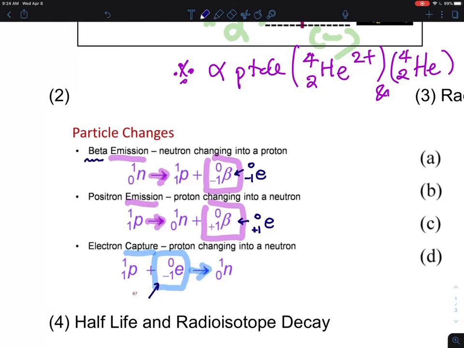Electron capture is the one where the nucleus actually takes in an electron, so you are really decreasing the number of protons. The proton can react with the electron to form a neutron, so that's what you can see.